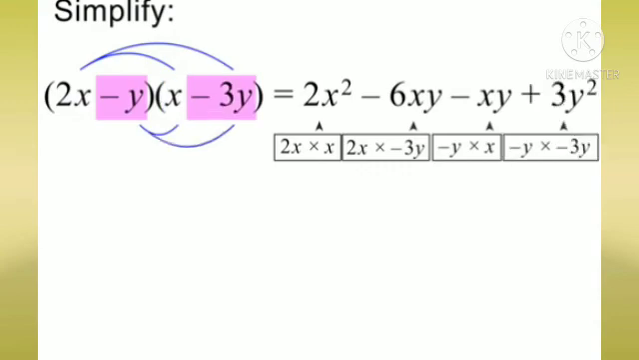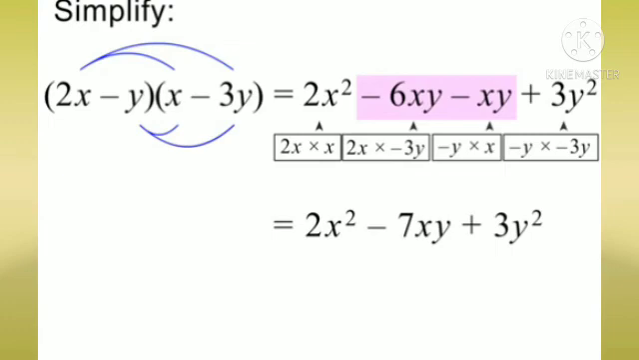And then the last terms. Minus y times minus 3y equals plus 3y squared. Are we finished? No, we again have like terms. Minus 6xy minus xy equals minus 7xy. Please pause to check my working.